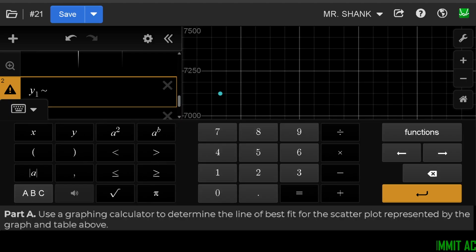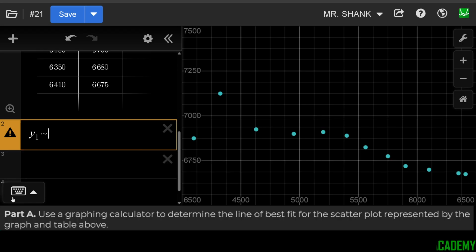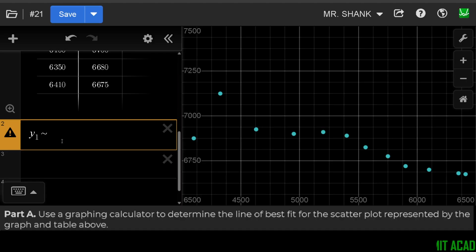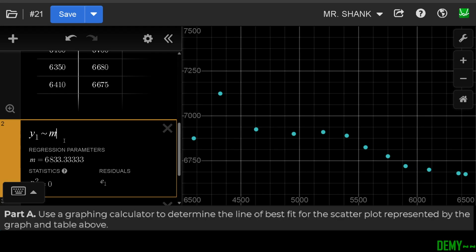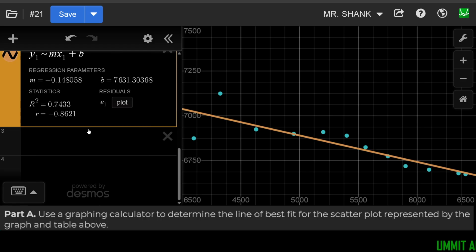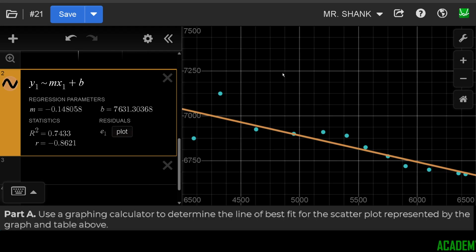So if you click on the little keypad that's down here, you click keypad, click ABC, and it's going to be this right here. You can also click that. So I'm going to put approximately that, and then I have mx sub 1, and then plus b. If you notice, that's very similar to our slope-intercept form that we're used to making.